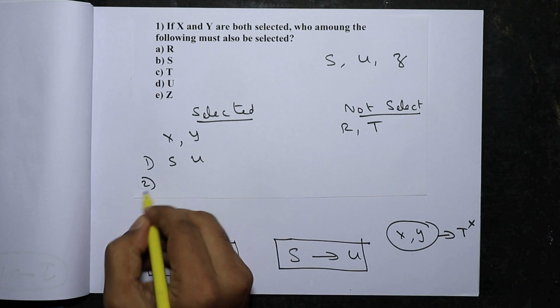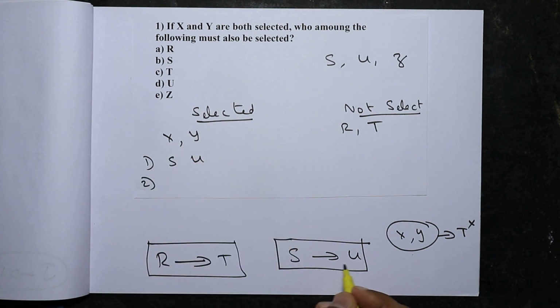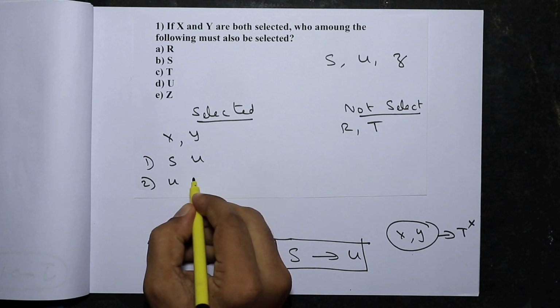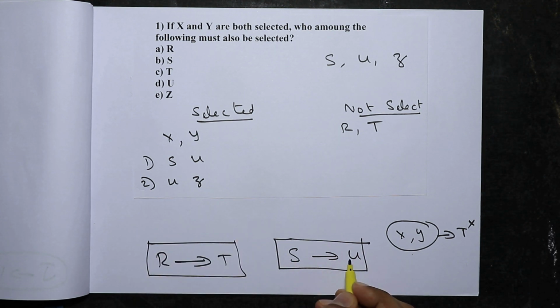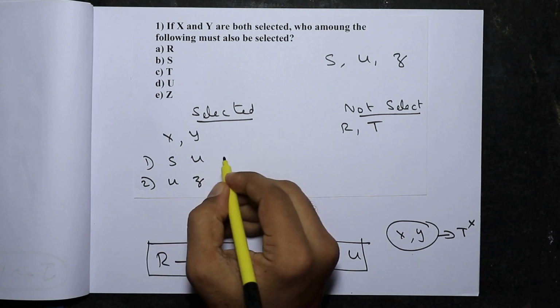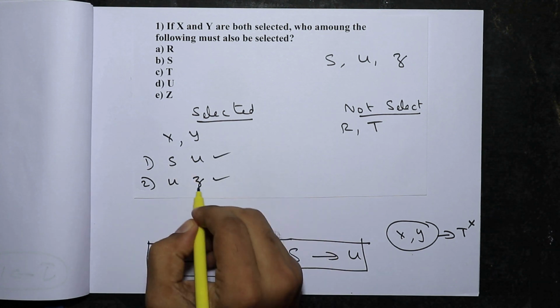One more outcome is there. We can have X, Y and then you can have U and Z. So again we can see we are satisfying all the rules. If R is selected, T has to be selected. R is not selected, so this rule becomes invalid. If S is selected, U has to be selected. In this case, S is not selected. If S is not selected, U may or may not be selected. So we are not violating this rule either. So these are the 2 possible outcomes for the remaining 2 people.